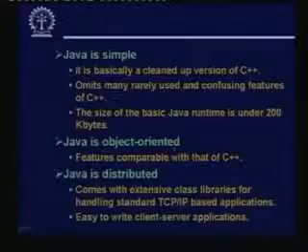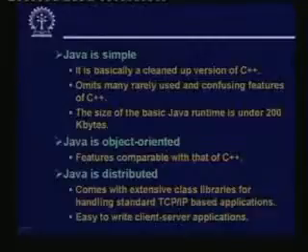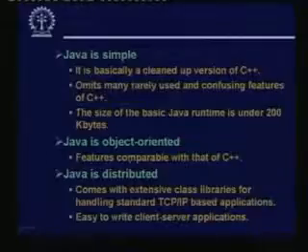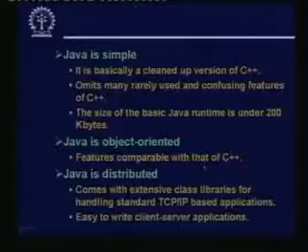Java is object oriented. This was one of the design goals. In fact, Java is object oriented, and the object oriented features that exist in Java are quite comparable with that of C++.